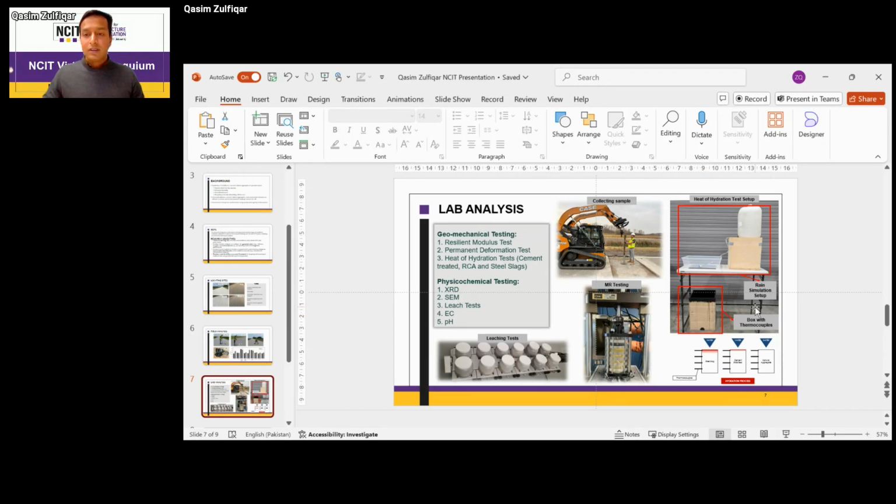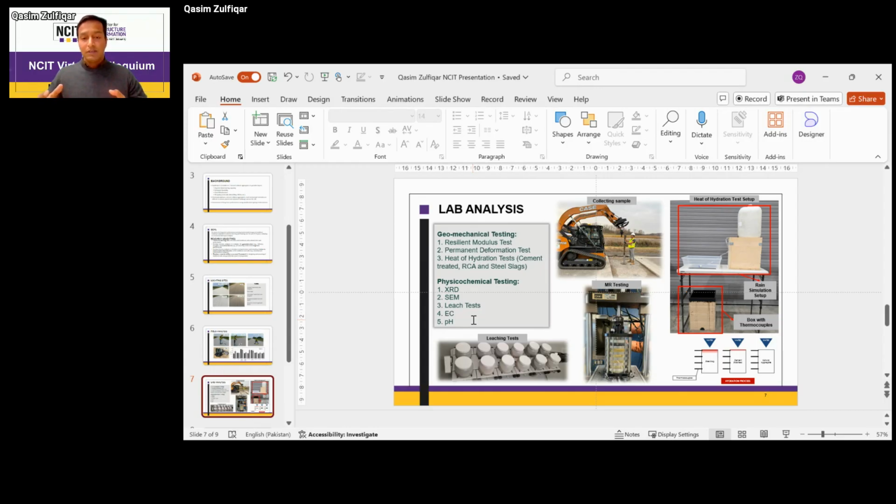So this is the heat of hydration test setup that we have in the lab. Along with that, as I said, environmental analysis is one of the major analyses that we are doing as part of this research. So we are going to have certain physical-chemical testing conducted in the lab. And the important ones are obviously the pH testing or the metal leaching that we are going to see. And for that, we have a lot of samples.